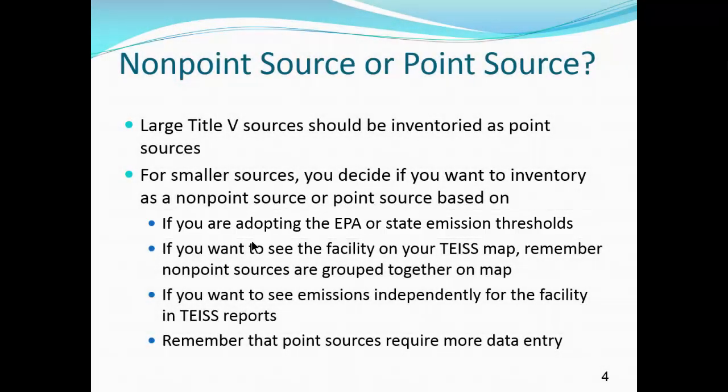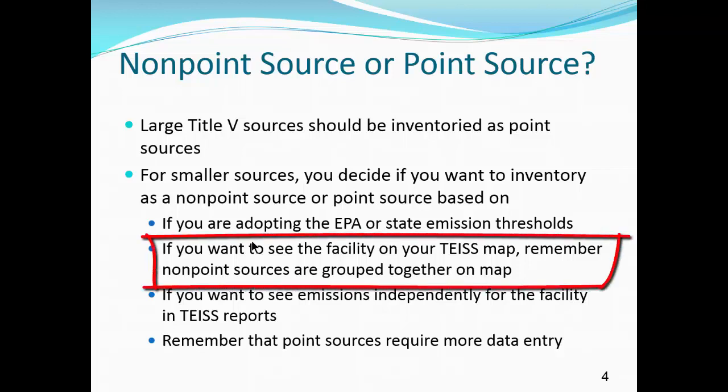One thing to be aware of, yes, it's a lot easier to group, for example, gas stations together as a collective non-point source, but if you want to see it on your map, the non-point sources are grouped together. So if your emissions inventory area is your tribe, you're just going to have one big color over all your tribe representing that particular non-point source. So it isn't as fun in terms of the map and the location.